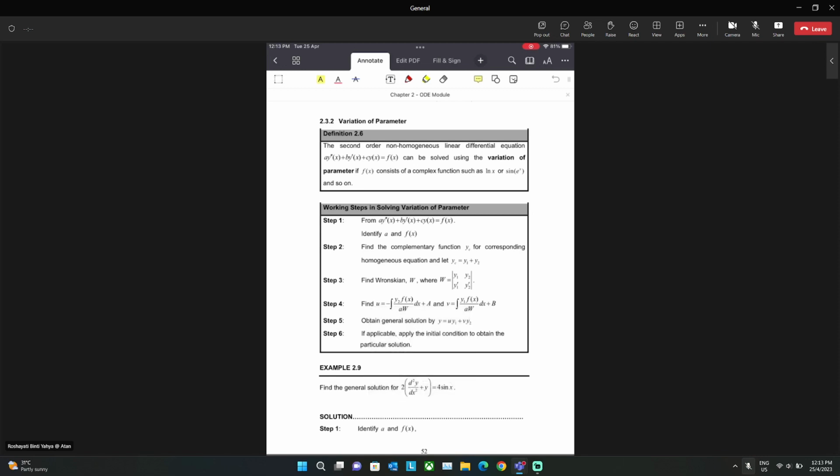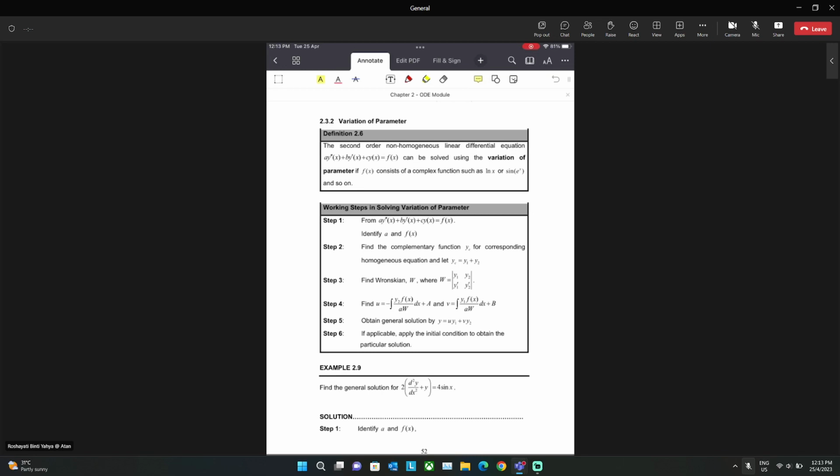Okay, so yang ni second order linear. Kita cover all of this course for linear only. Okay, so second order, linear, homogeneous and also non-homogeneous. Okay, so yang ini second method for non-homogeneous, which is variation of parameter.